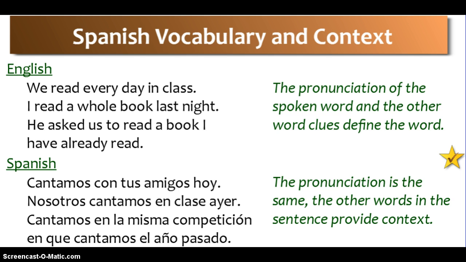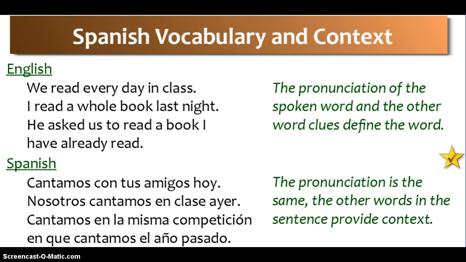Take a look at some of these English examples. If I'm reading it out loud, I know that the first sentence is, we read every day in class. The next sentence, I read a whole book last night. The word is spelled the same, pronounced differently, so I know it has a slightly different meaning. Or the last one, he asked us to read a book I have already read. So not only did the pronunciation help, but I also had clues like every day or last night to help me figure out the context of the verb read or read.